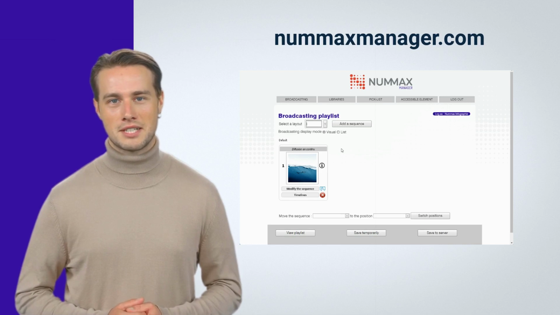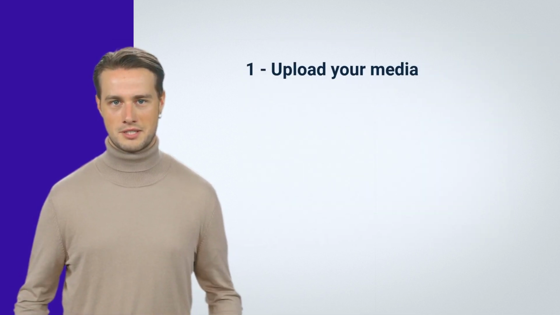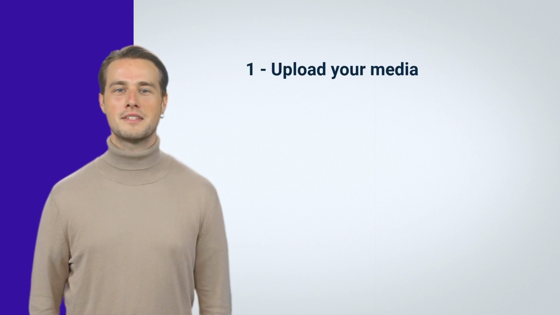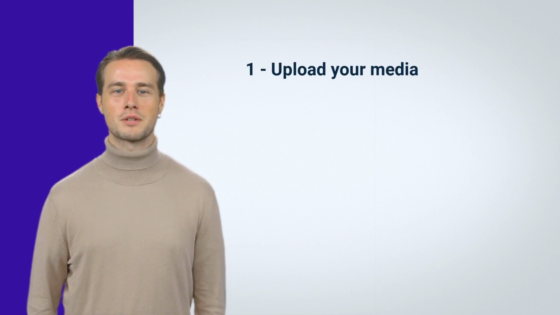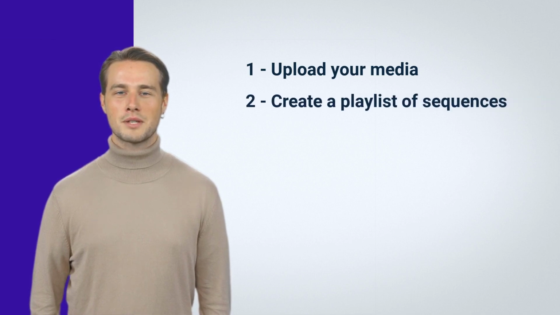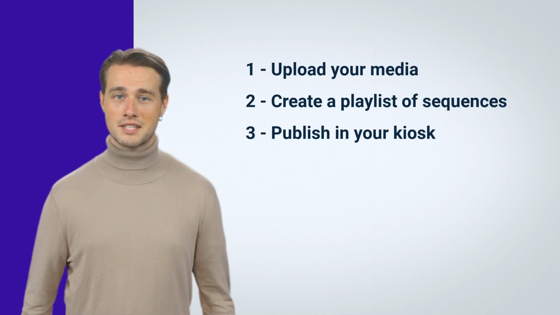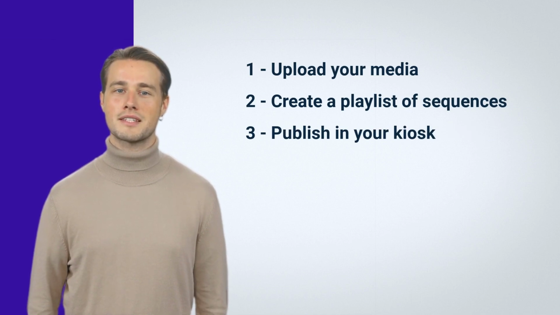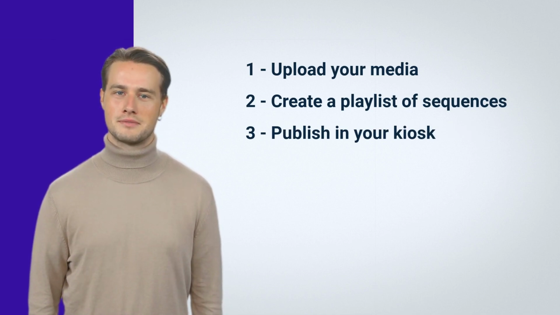Broadcasting content to the kiosk can be done in 3 steps. First, upload your images, videos and web links to the software's library to be used for the kiosk's interactivity. Then create a broadcasting playlist of sequences containing your media. Finally, all that's left to do is publish your broadcasting playlist and its programming in your kiosk.